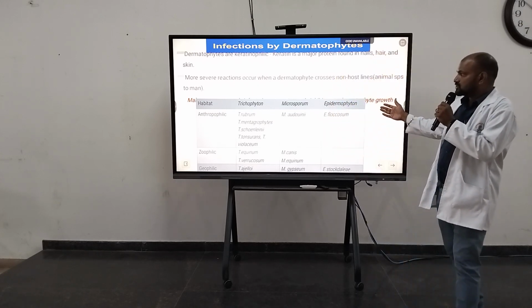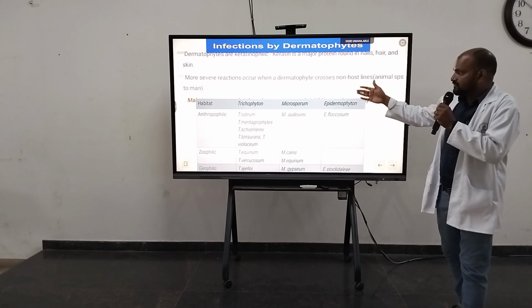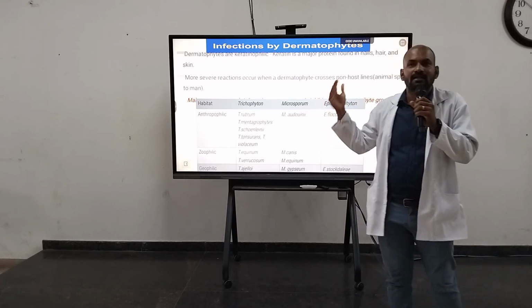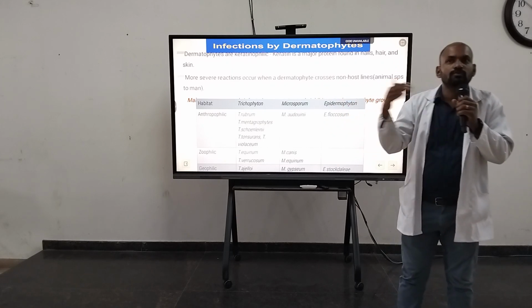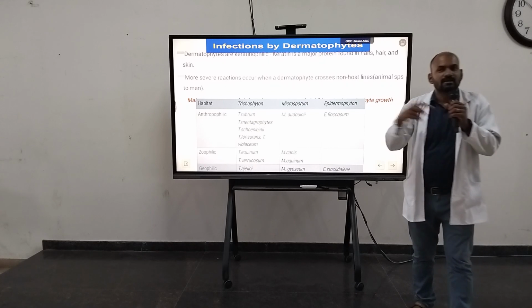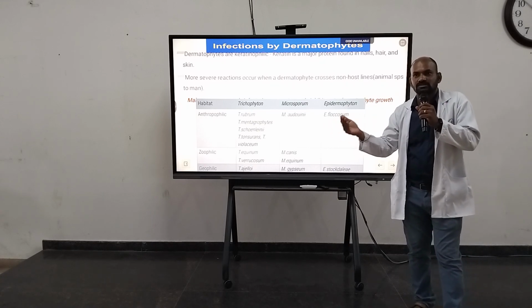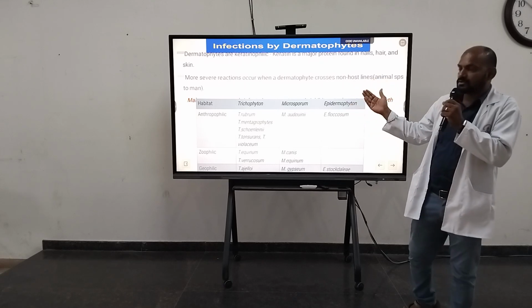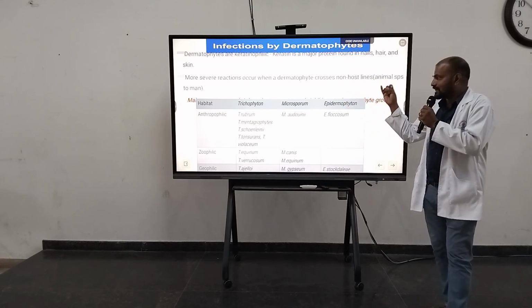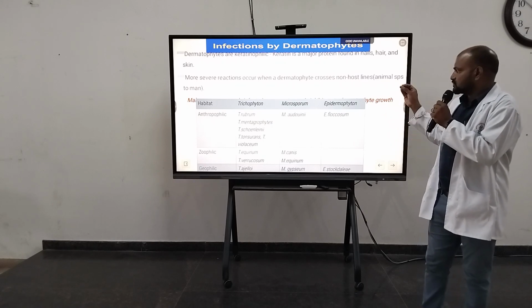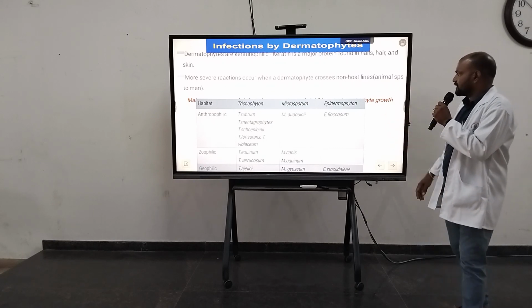So what are the sources of infection? You can see there are anthropophilic, zoophilic, and geophilic. What do you mean by anthropophilic? Human-to-human transmission. When the infection is transmitted from an infected human to non-infected persons, it is called anthropophilic. The most important anthropophilic dermatophytic fungi are Trichophyton rubrum, Trichophyton mentagrophytes, Trichophyton tonsurans, Microsporum audouinii, and Epidermophyton floccosum.